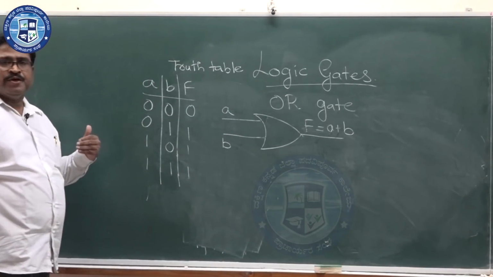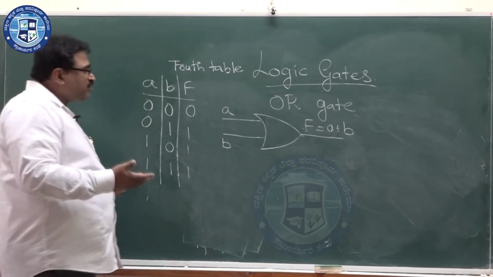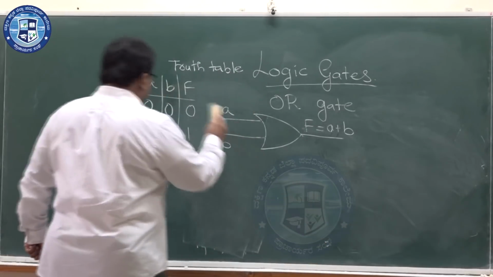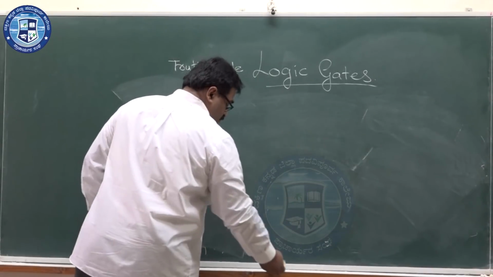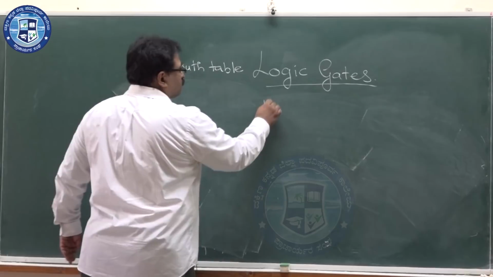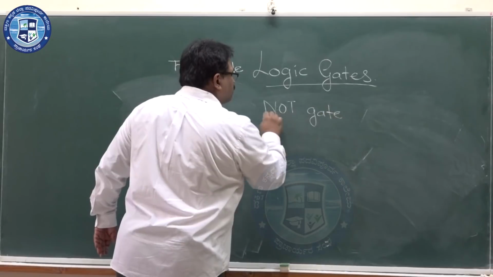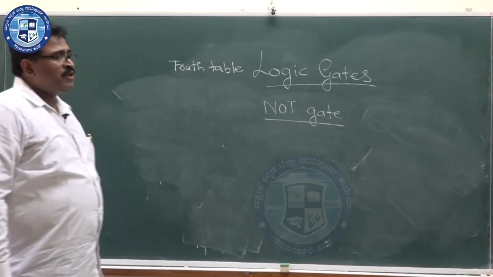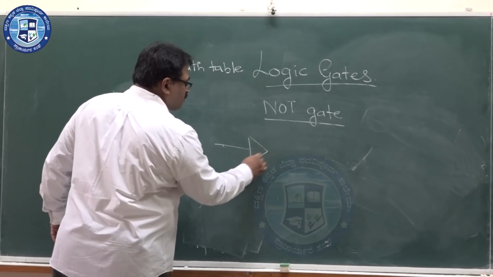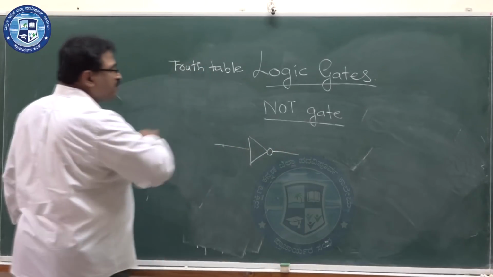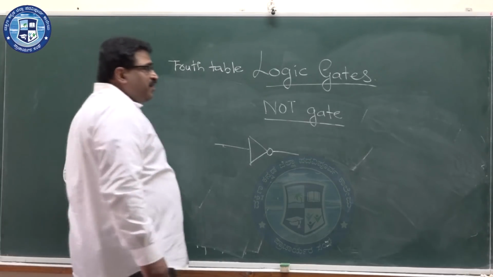So we have seen two gates now. One is AND gate, the second one is OR gate. We will be moving towards the third gate, that is NOT. So the third basic gate is NOT gate. Now the NOT gate has one single input and one single output, and this is the symbol we use for the NOT gate. Now NOT gate is also called an inverter.